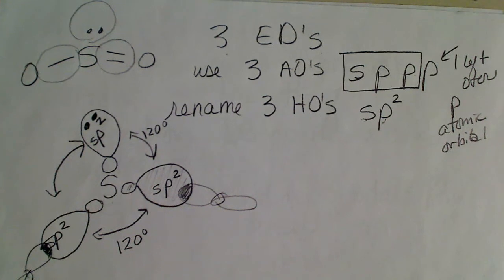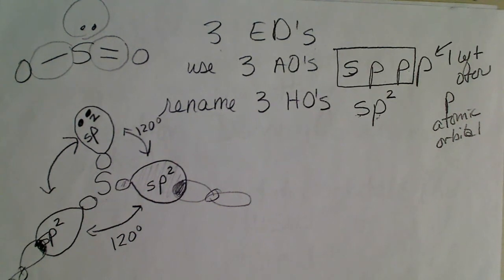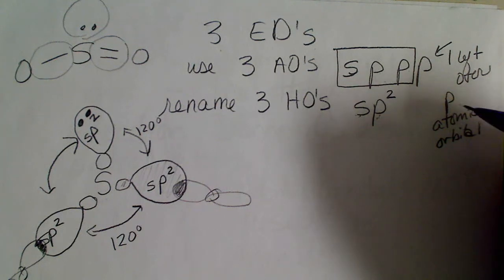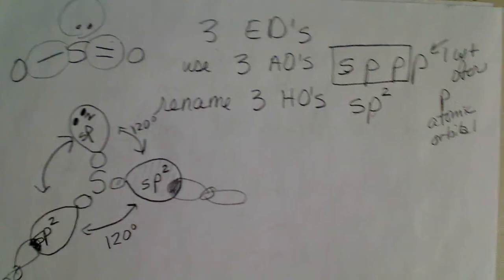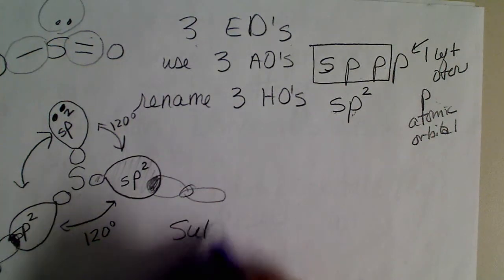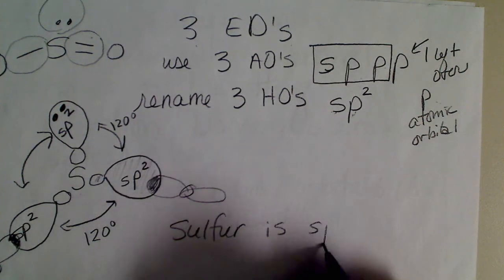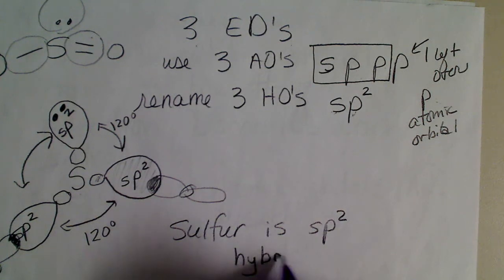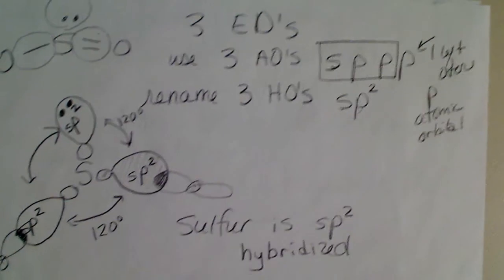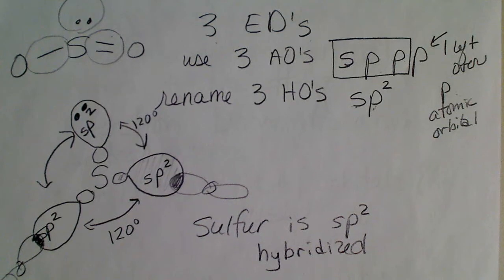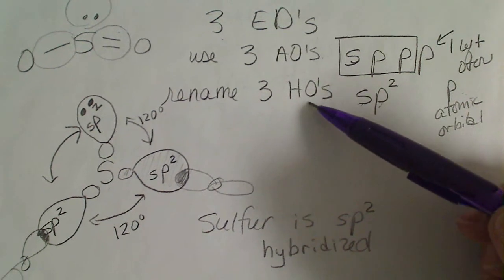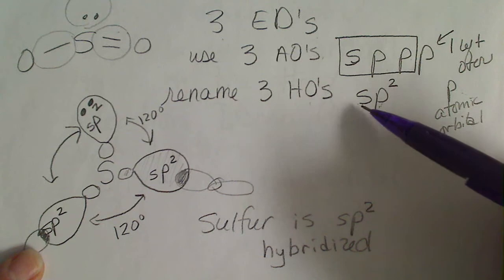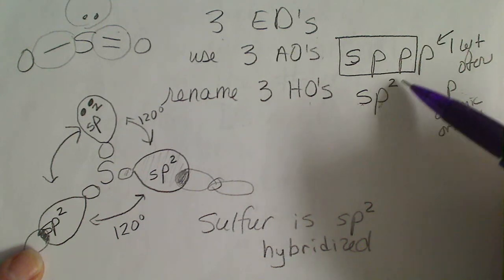So we would still have overlap between two atoms. And we'll come back on another slide and talk about this unhybridized p atomic orbital. That's going to end up accounting for this double bond. But right now we're just looking at the hybridization. So we would say that sulfur is sp2 hybridized. 3 electron domains means 3 atomic orbitals are used, and we rename 3 hybrid orbitals. It's one of the s's and 2 of the p's, so we call that sp2.